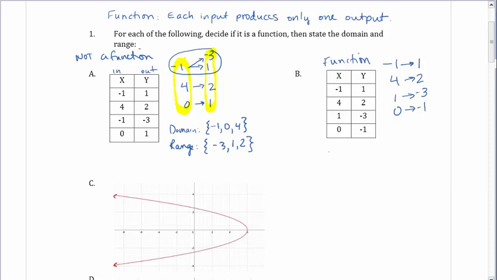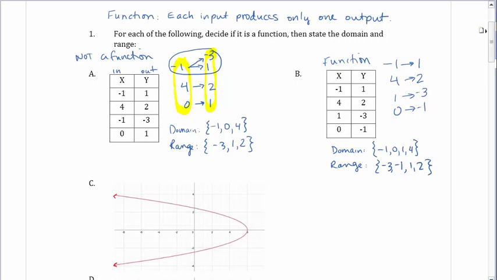In B, the domain is -1, 0, 1, and 4. That's the x values. And the range, if I go smallest to largest, which again you don't have to, is -3, -1, 1, and 2. Okay, so that's how you do it with a table.